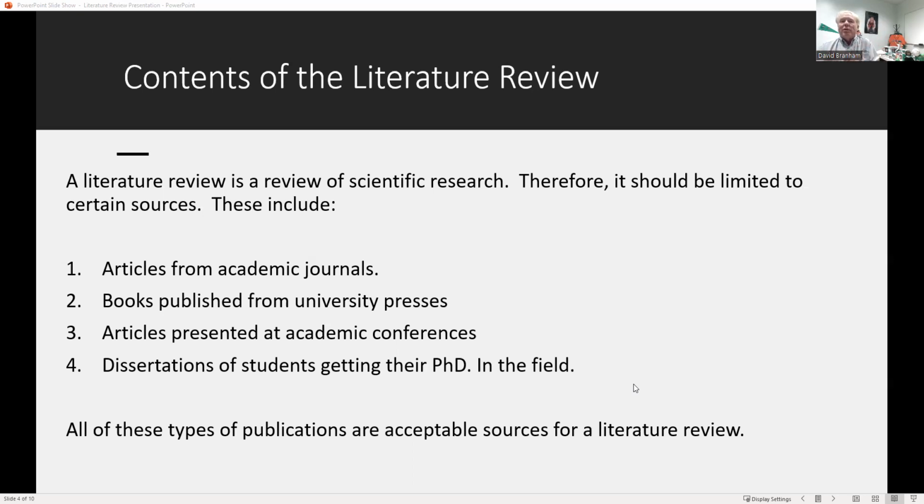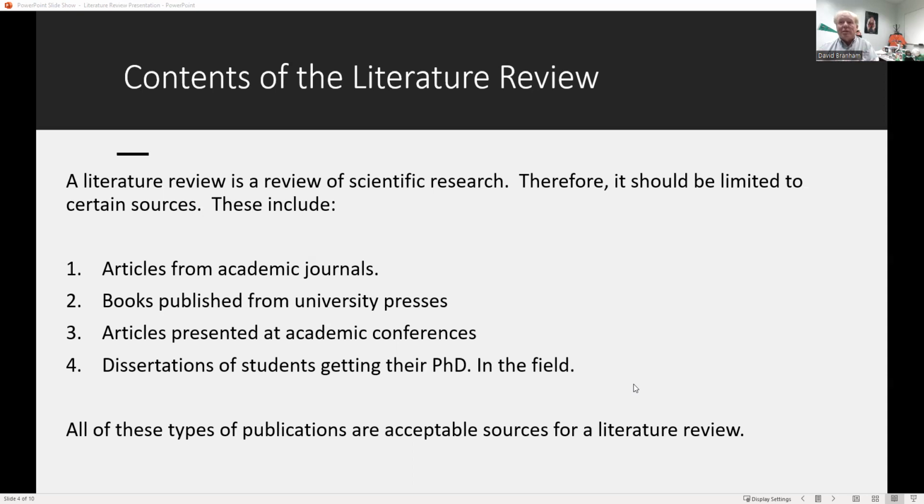Also, books published from university presses are a good place for your literature review. Most of these books are academically based, and you'll find several books on the topic you're doing, where you can read those books and get some good information for your literature review. Then there are articles presented at academic conferences. These are a little more difficult to get because a lot of times they're not uploaded, but sometimes you can get those. Most of the time, the people who are making the presentation will put those on their website somewhere so that people can get those.